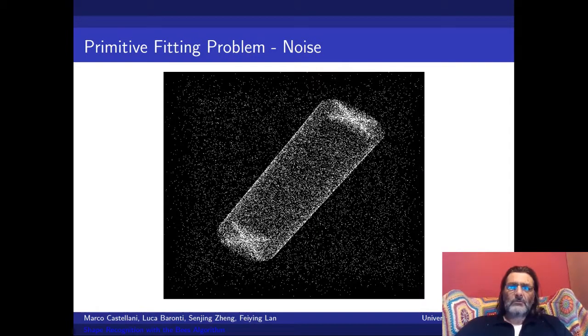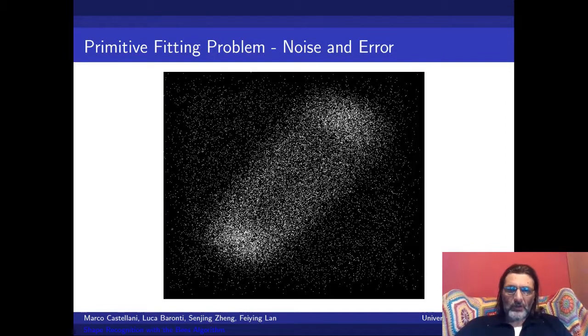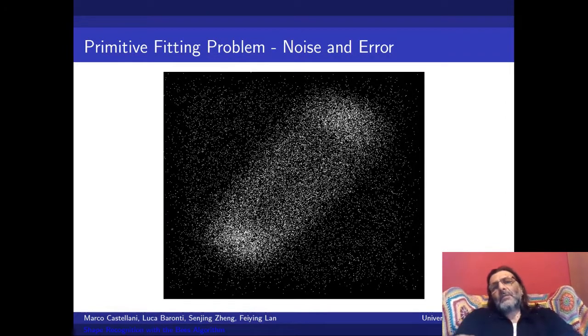There may be point clouds of much worse quality, where there is, for example, some background noise, this kind of speckle noise that you see here, or there can be imprecision on the location of the object, so you get this kind of blurry image. Or you can have both. In this case, fitting a primitive to something like this is extremely difficult.